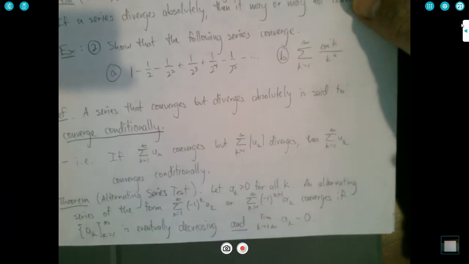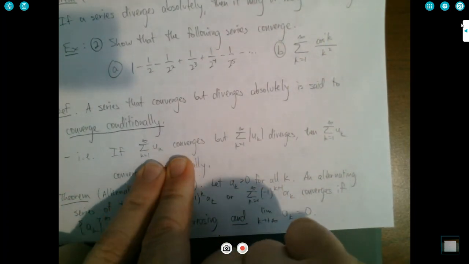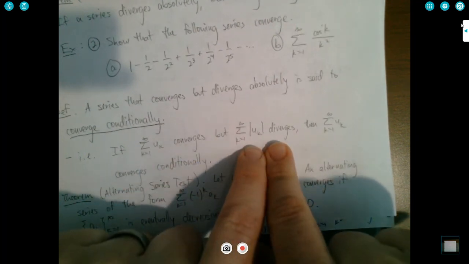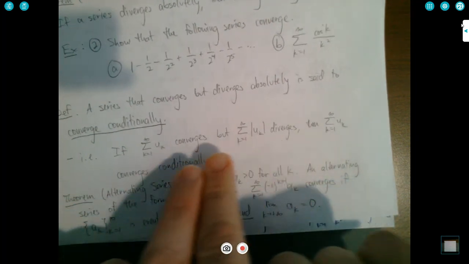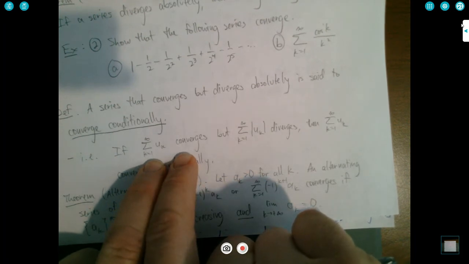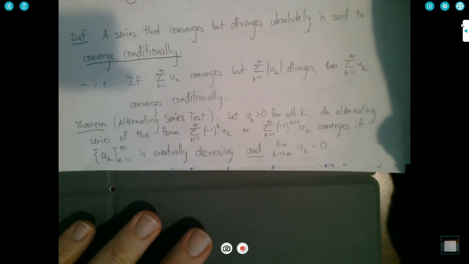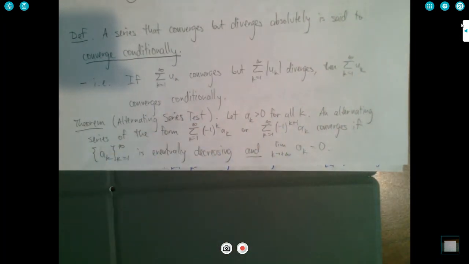So now, how can we figure out if the original series converges? If the series of absolute values diverges, how can we figure out if the original series converges or diverges? Well, there's a really easy test that we can apply, and it's called the alternating series test.